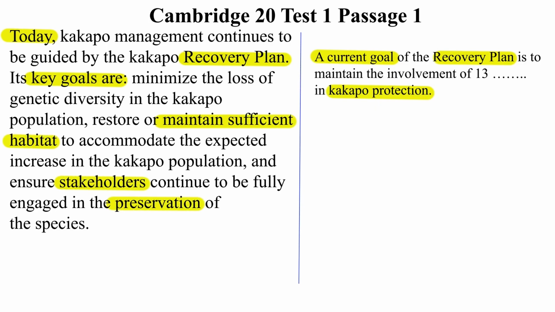Now search for involvement of what for protection. Maintain sufficient habitat indicates protection, but no involvement is found here. Preservation is another word for protection, and here stakeholders maintain the involvement. So the answer is stakeholders for question number 13.